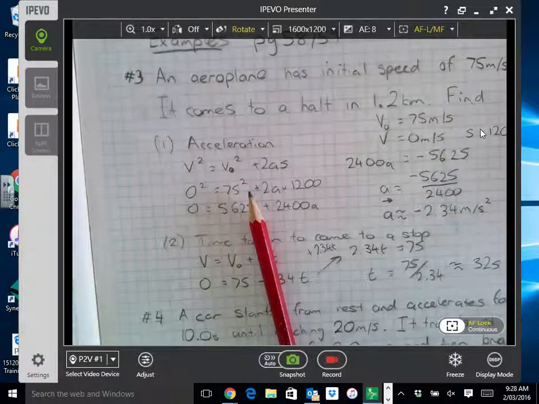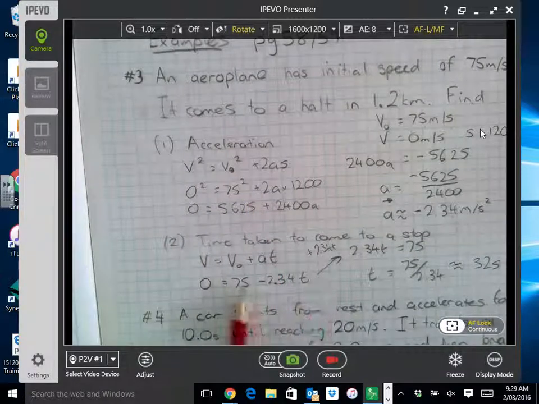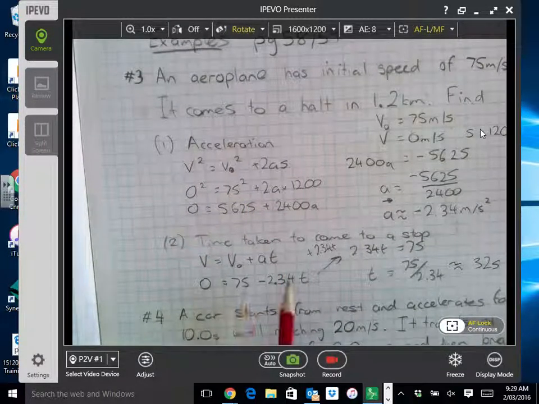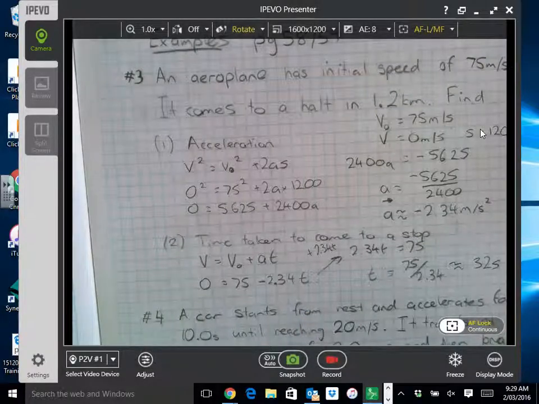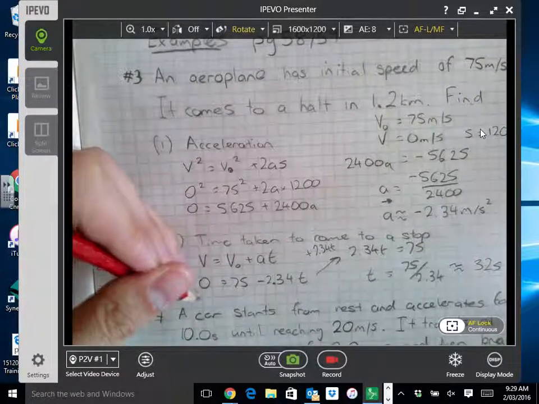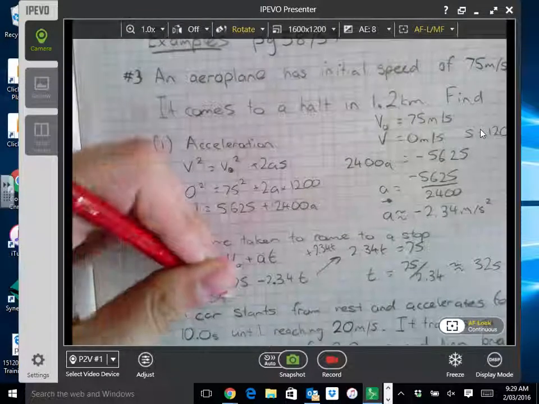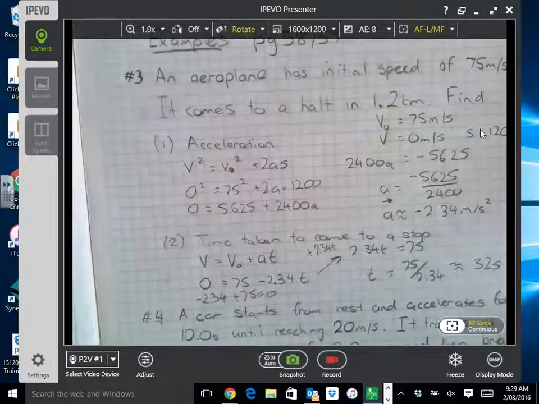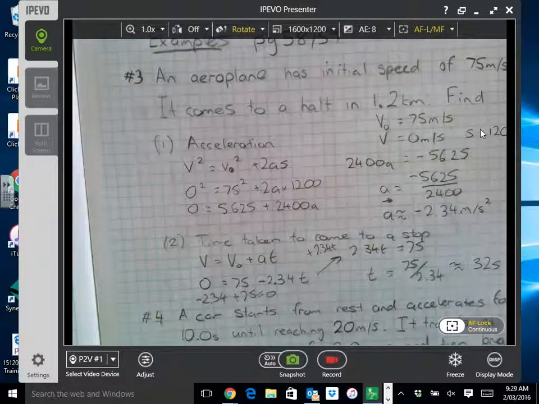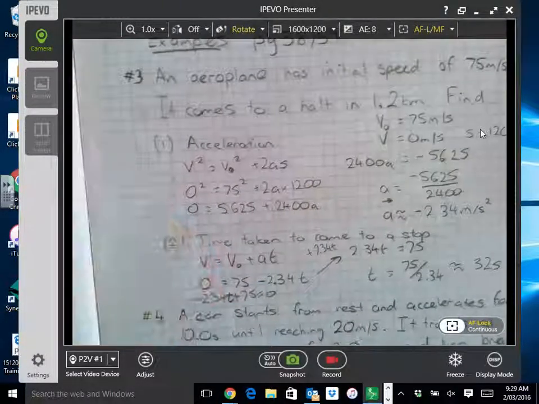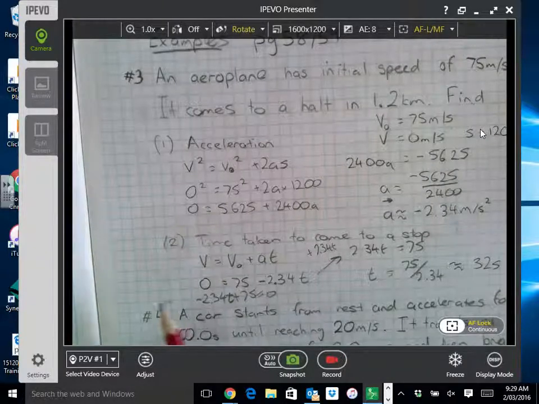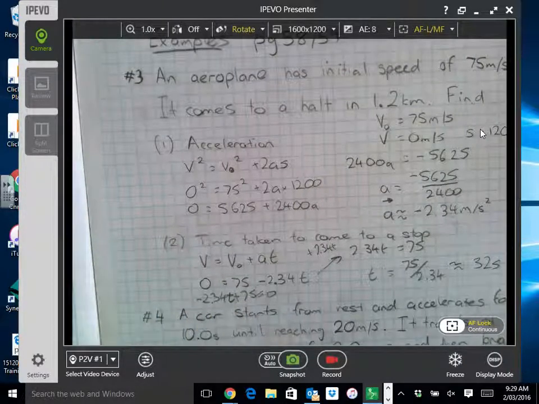When you play Pass the Parcel, you undo the outside first. So if you look at this equation here, what's the last thing that happens to t? I'll rewrite it so that makes it a bit more obvious. All I've done is rearrange how that's written. What's the last thing that happened to t? So if I have minus 2.34 times t plus 75, what was the last thing that happens in your BODMAS operations? Plus 75. So that's the first thing you undo.